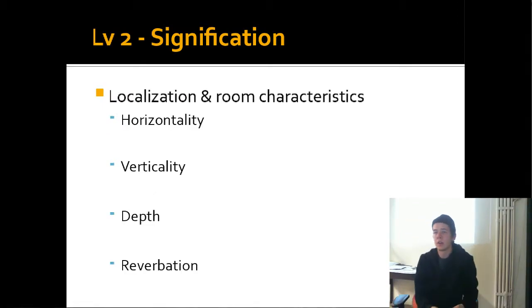So let's continue with localization. We can use audio to say something about two things. Most likely, we can say something about the room. How big is the room? And we can say something about the sound source. Where is it? And we can use three dimensions of the room. By manipulating some kind of parameters in the audio, we can say whether the sound is coming from right, from above or below, or far or near.